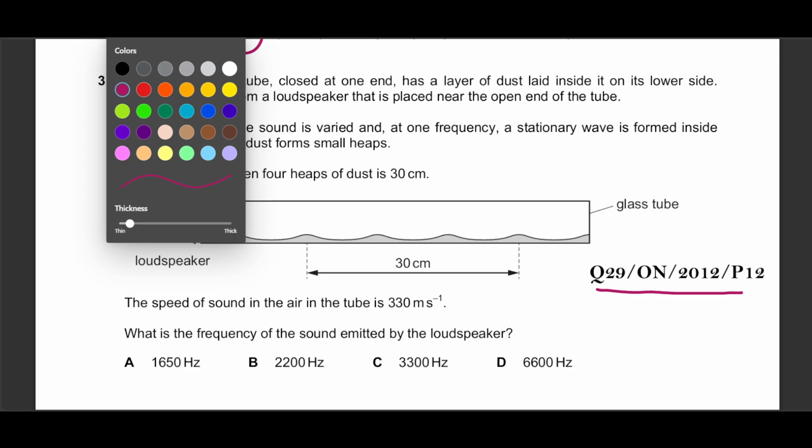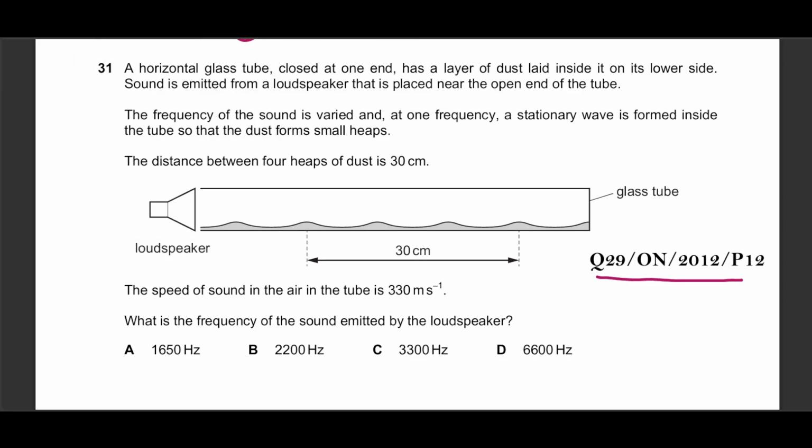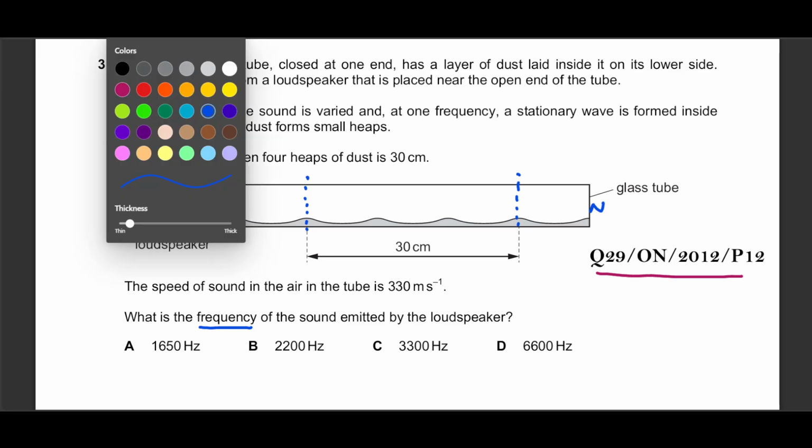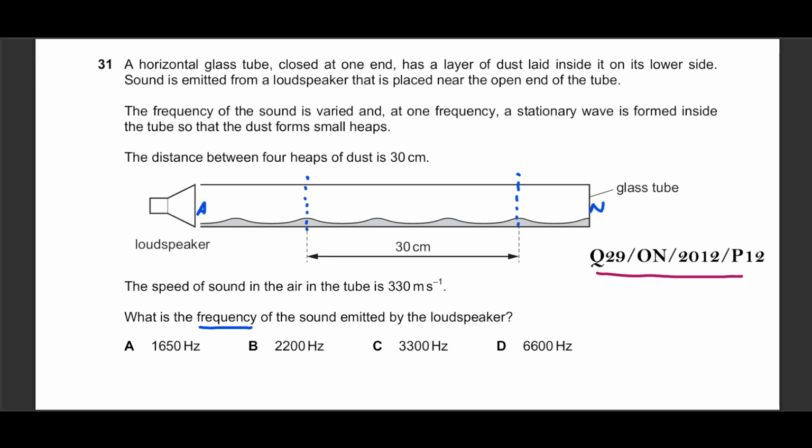Question number 31, a repeated question at this location. You can find this and this variant as well. He says, find the frequency. I'm going to dive straight into the question. This is a stationary wave set up in the tube. We can see that a node will be formed at the closed end and an antinode at the open end. This is not a part of the question, I just added this for you. If you look, the wave actually forms like this, so there are going to be 1.5 waves in a space of 30 centimeters.